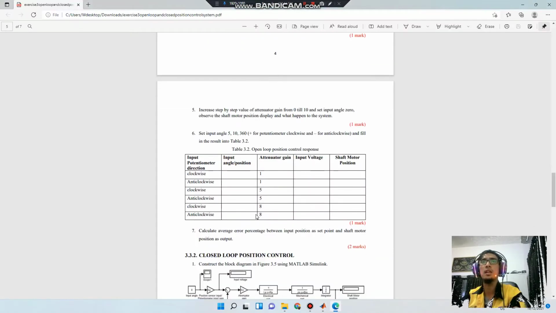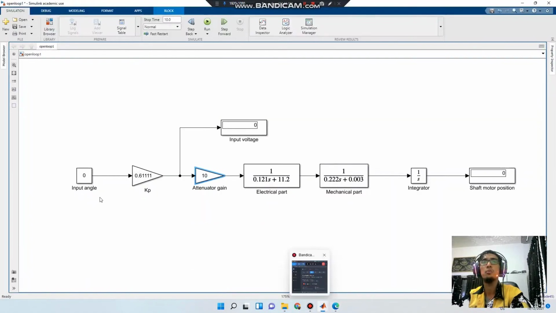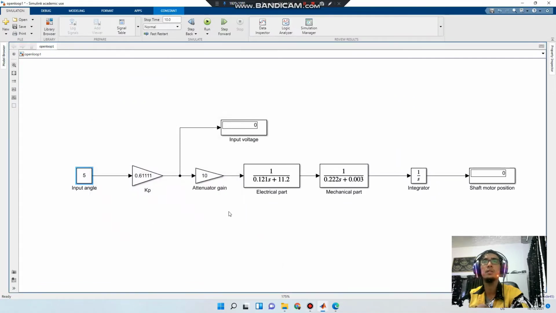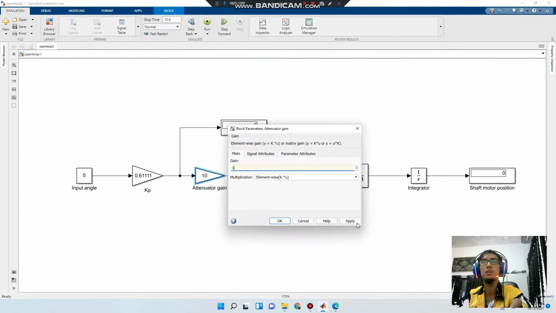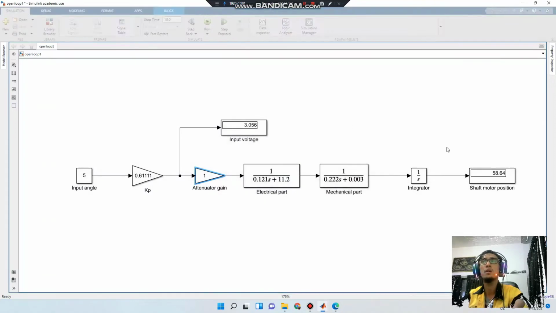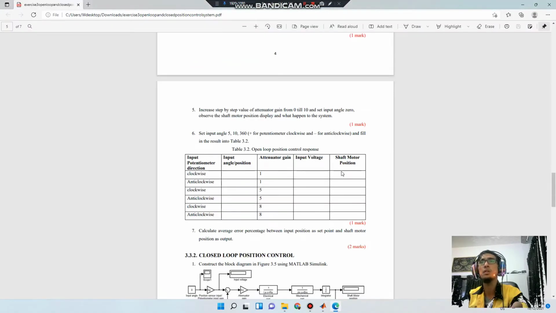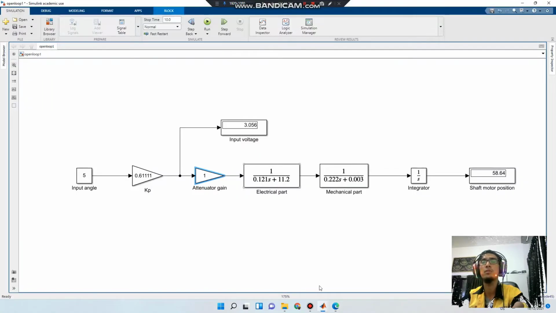The last step is to set the input angle to 5, 10 and 360 and record the results. Firstly, 5 for clockwise. Input angle 5, apply, and the gain is 1. This is the result for the shaft motor position. We will record it here. The input voltage we see is 3.056.